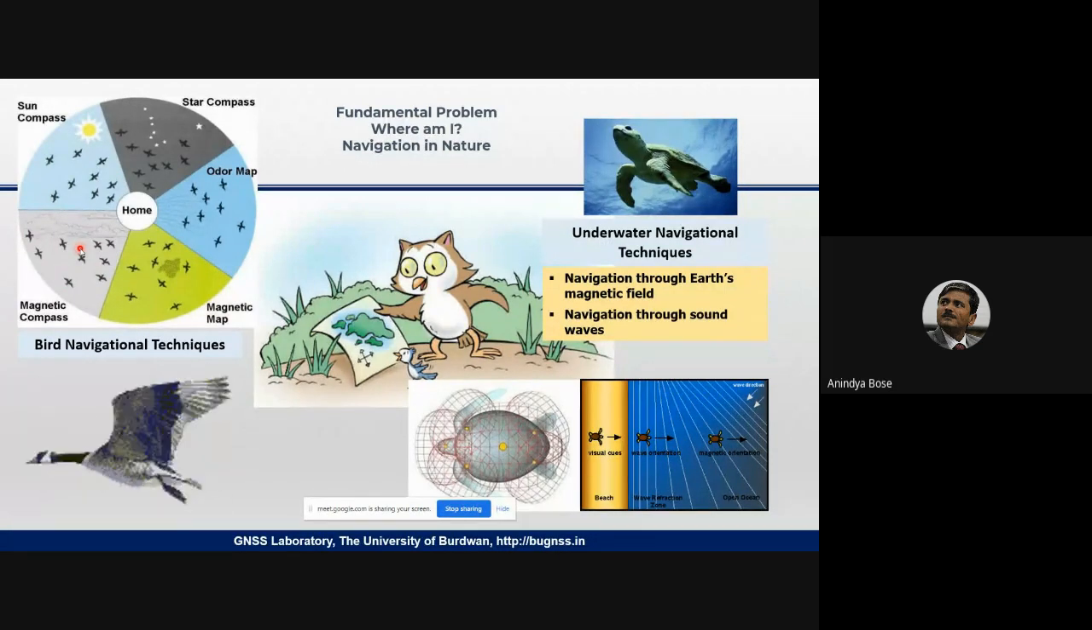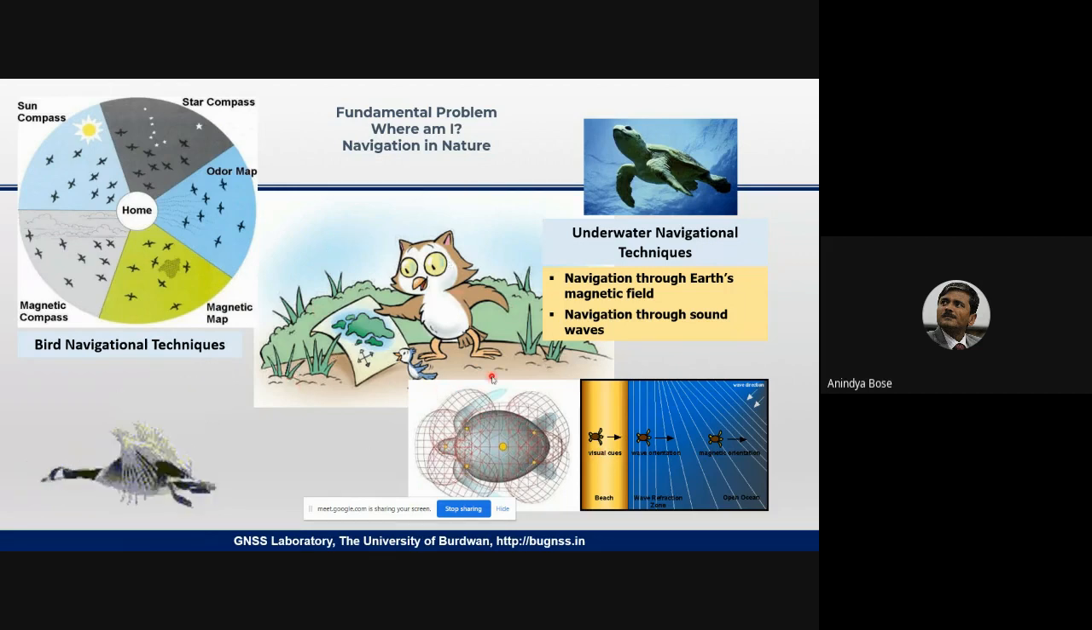So already there are means. Basically, subhuman species have many means through which they can navigate from one place to another. For example, the underwater navigation techniques are based on Earth's magnetic field and navigation through sound waves. Right. I've taken this from Dr. Shah's presentation. I think she could have told more on this one.